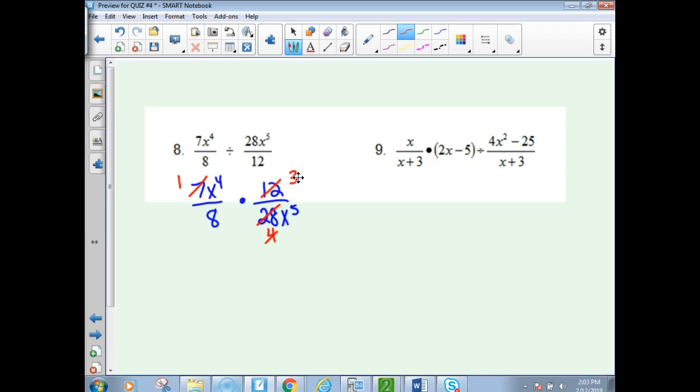I have 1 times x to the 4th times 3, so that's 3x to the 4th over 8x to the 5th, and then I bet some of you already did the canceling of the x's. You have more x's on the bottom, and if you think about it, expand it out. Subtract 4 from 5, and we'll have 8x to the 1st on the bottom. 3 over 8x.